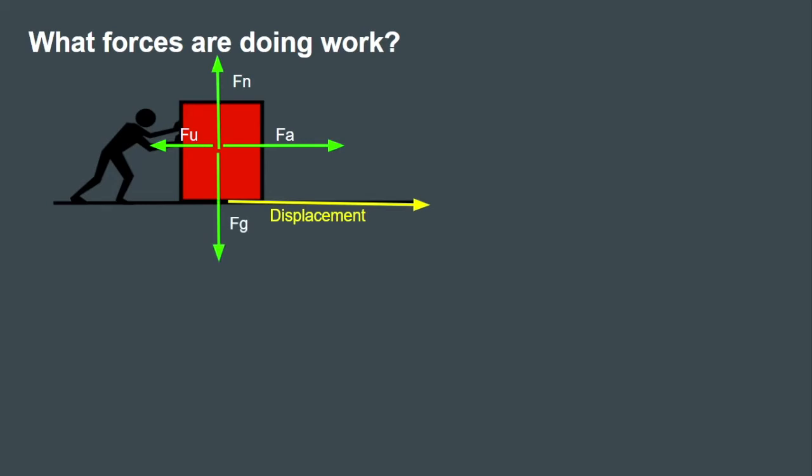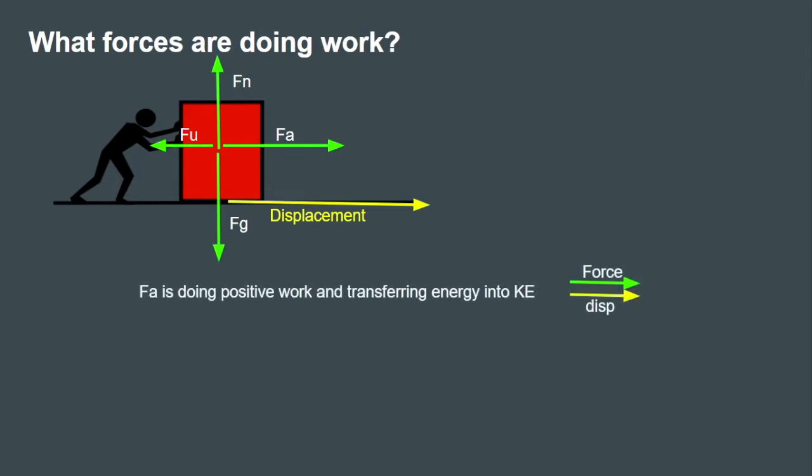We can see that force applied and the displacement are in the same direction. Therefore, we can say that force applied is doing positive work and transferring energy into kinetic energy. And again, that's because force applied and displacement are pointed in the same direction. The angle between them is 0, so cosine of 0 is 1, which means we have positive work.